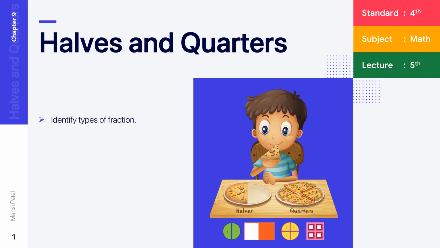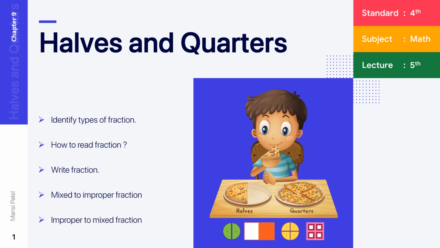So, first we have to identify the types of the fraction. After that, we have to see how to read a fraction. Then we have to write down the fraction. Then how to convert mixed fraction into improper fraction. And in the last, how to convert improper fraction into mixed fraction. Today we are going to see all these topics with the help of examples. So let us start our first topic.